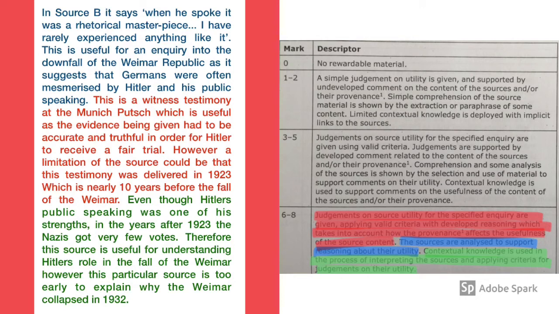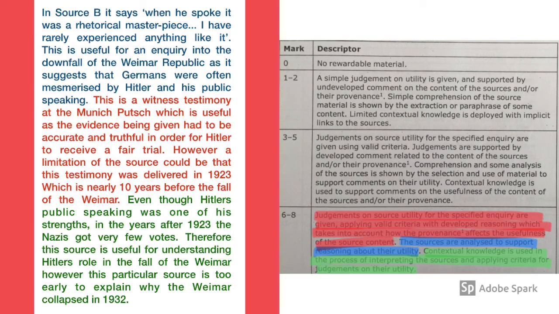Judgments on source utility for the specified inquiry are given, applying valid criteria with developed reasoning which takes into account the provenance and how it affects the usefulness of the source content. So we've talked about its nature, the fact that it's a witness testimony. We've talked about its origin, the fact that it comes from 1923. And we've talked about its purpose, the idea that it is given in evidence and that has to be truthful. So we've ticked that box as well. So 2 out of 3 so far.